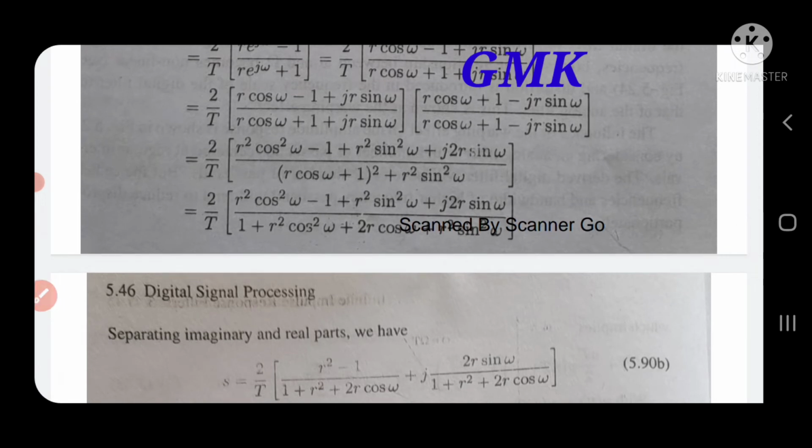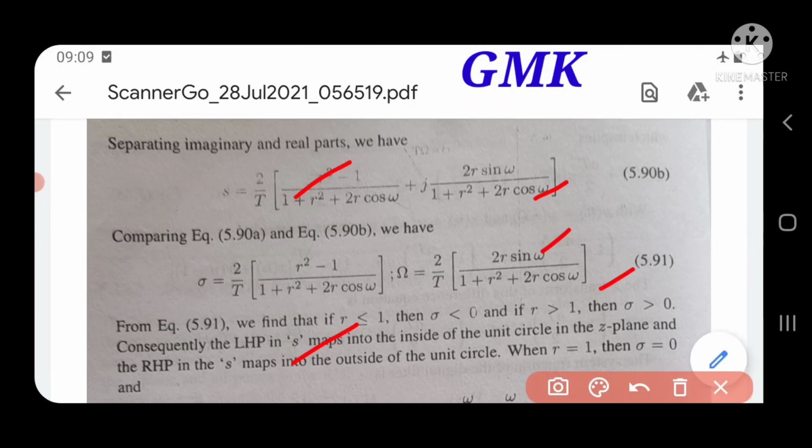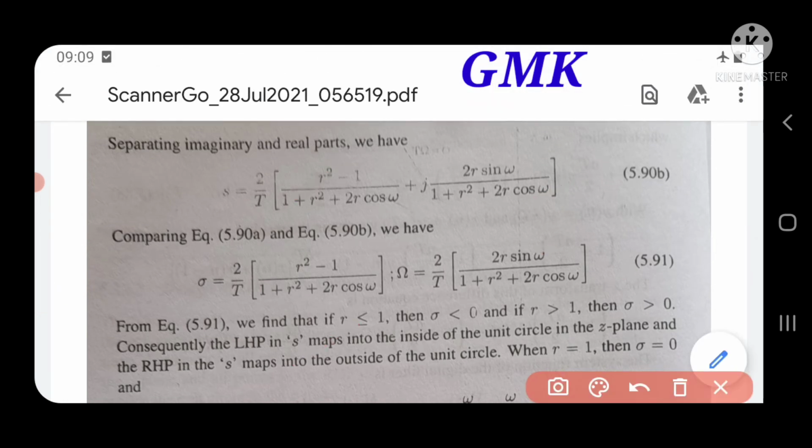In that we have a real part as well as an imaginary part. So we have to separate the real part and the imaginary part in this equation. Obviously we get two terms: s is equal to, this is the real part, and the second one is the imaginary part. We know that s is equal to sigma plus j omega, so by comparing this term we can get these two values.